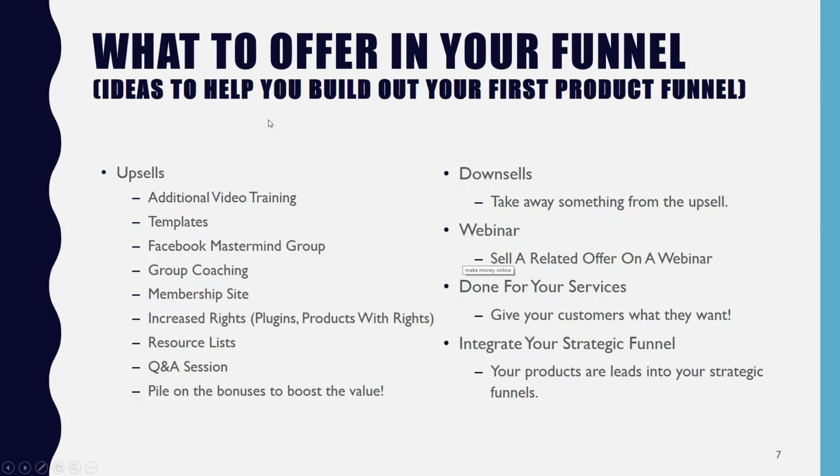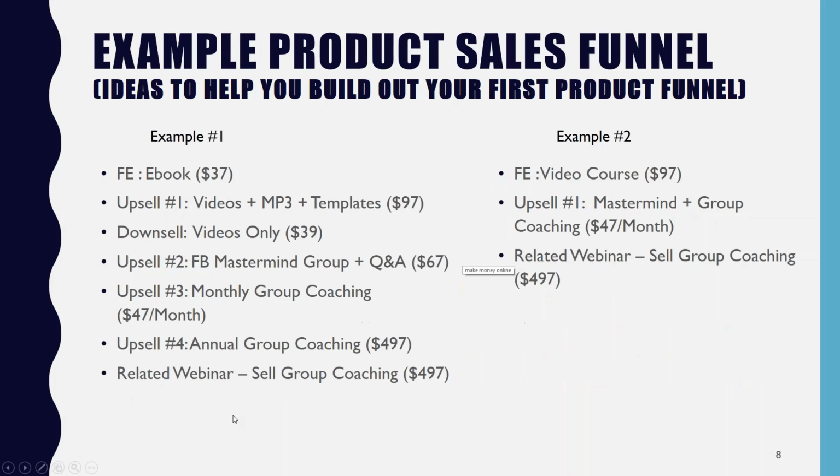So there's things you can offer in your upsells and in your funnel just to add value. You can think of things you want to add, even for an upsell to your giveaway. So that could be additional video training, that can be templates, that could be a Facebook mastermind group that you give them access to. It could be group coaching, could be a membership site, increased rights like plugins, products with rights. You could offer resource lists, Q&A sessions, and then pile on the bonuses to really boost the value. You can offer downsells, which allows you to basically take away something from the upsell, and then you call that a downsell. You can do webinars. You can do done-for-you services to really give your customers more value. Integrate your strategic funnel, so your products lead into your strategic funnel. So these are all things that you can do.